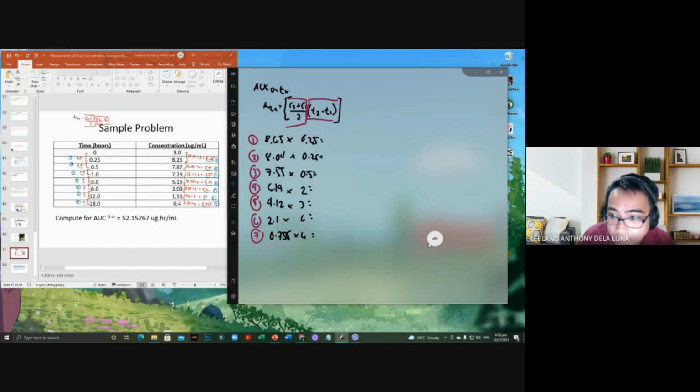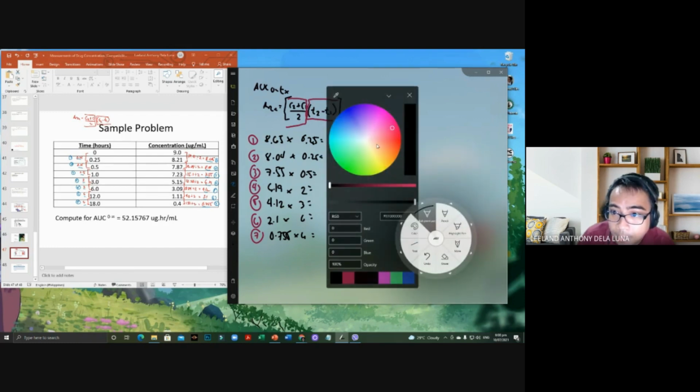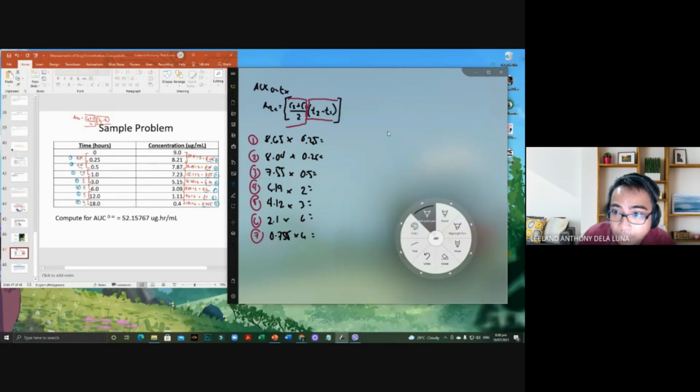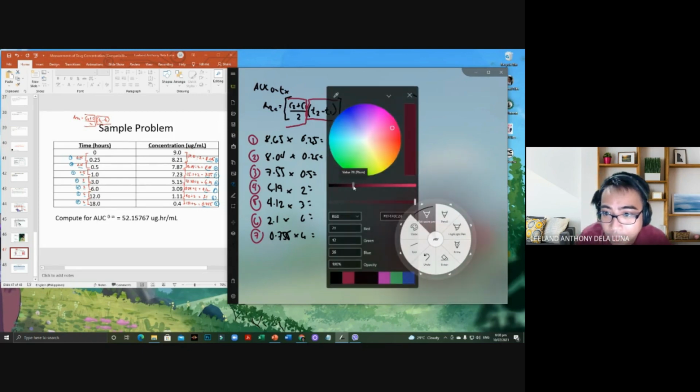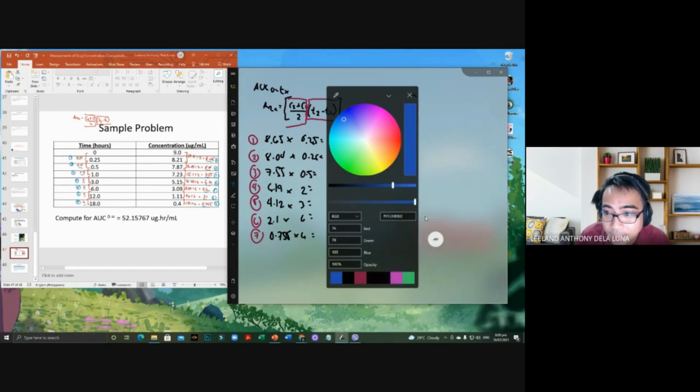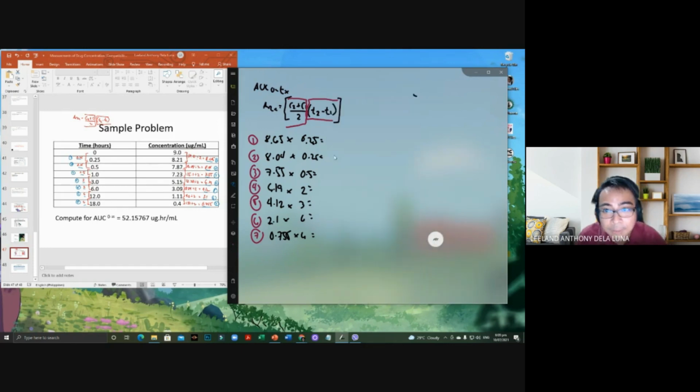0.25, 0.5, 2, 3, 6, 6 equals. What are the answers? Let's change the color. Blue. Black pa rin. Alright, so 8.65 times 0.25. 8.65 times 0.25.